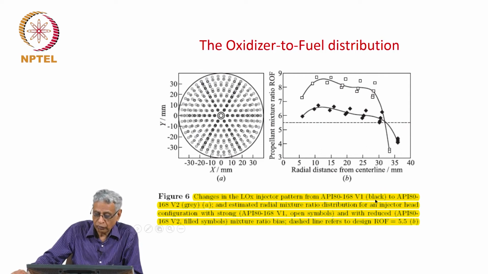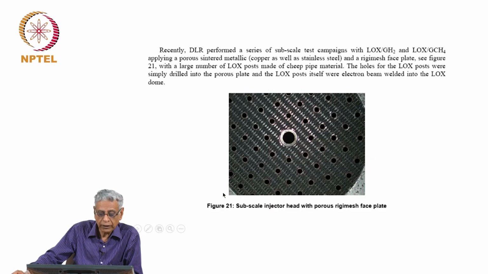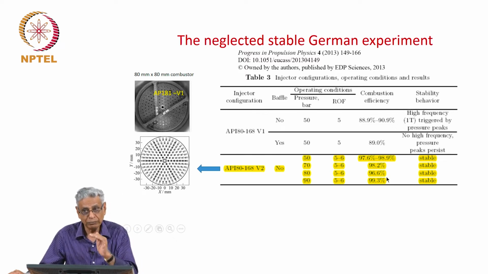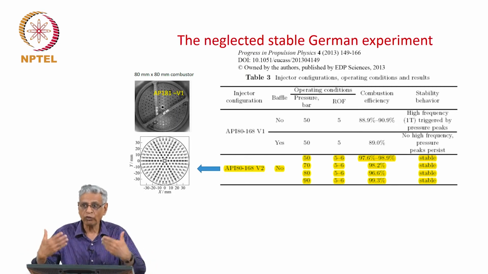Changes in the LOX pattern, black or grey, and estimated radial mixture ratio distribution across the injector head. And you can see that the one which was stable belonged to this particular design. You can see that AP 180 168 V2 grade is the one which produced V2, the one which is very stable. The reason, therefore, is that you make the mixture ratio uniform. Making the mixture ratio uniform also means that the lateral velocity distribution is not very much, the whole flow is axial.